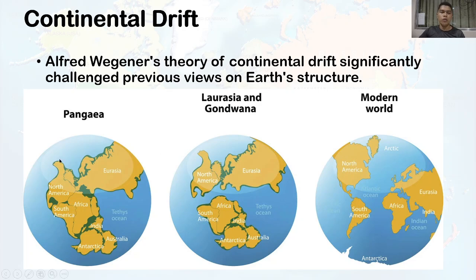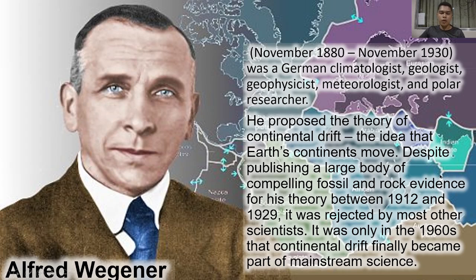As you can see here, we have Pangaea, where the land is gathered together and the seas are also gathered together as one. We have now Laurasia and Gondwana, when the land was separated in two, and we have now the modern world. By the way, who is Alfred Wegener?